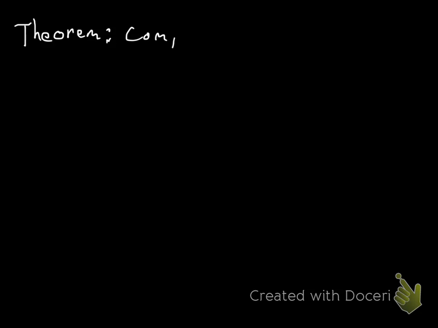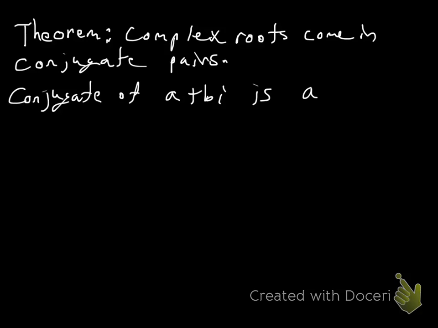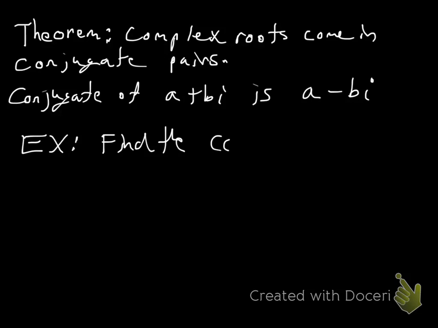We have a theorem that complex roots come in conjugate pairs. So to remind you of a conjugate, if we have a plus bi, its conjugate is a minus bi. So the outside numbers are going to be the same, you're just changing the sign in the middle. Okay, so I'll give you a couple of examples. So we'll look at finding the conjugate.